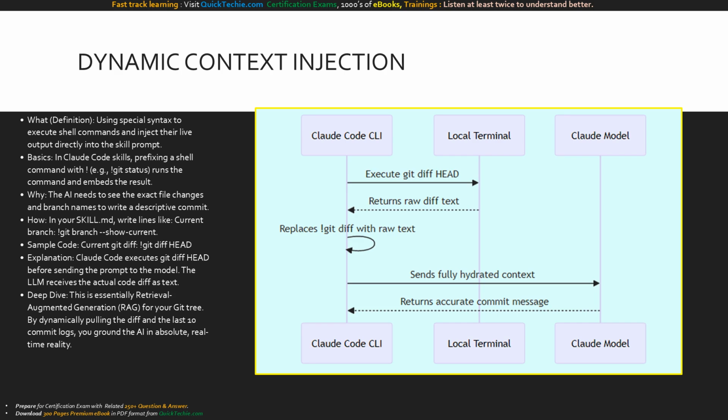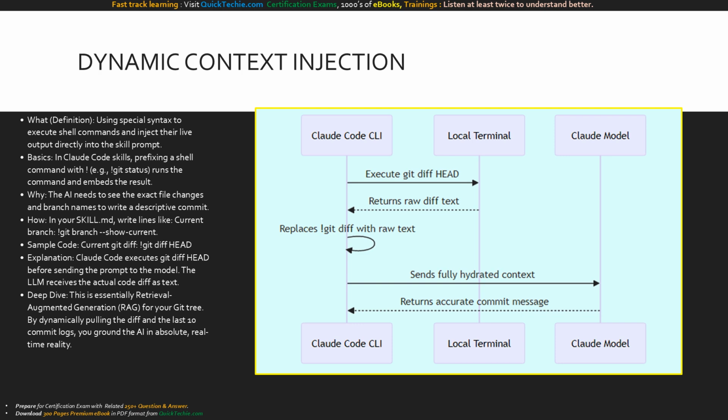Look at our sample code. By writing git diff HEAD, Claude Code secretly runs that command in your terminal and replaces the tag with the actual code diff before the AI model ever reads the prompt. In our deep dive, we recognize this as a form of retrieval-augmented generation. We are retrieving the live Git state and feeding it to the AI, completely eliminating hallucinations.